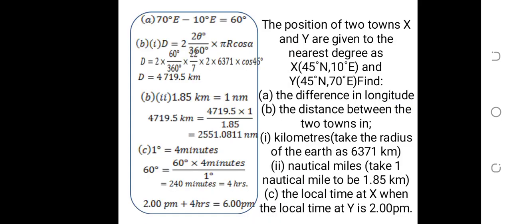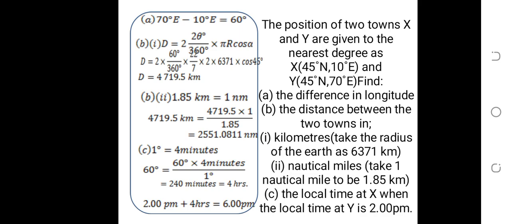The position of two towns X and Y are given to the nearest degree as X 45 degrees north, 10 degrees east, and Y 45 degrees north, 70 degrees east. Find A. The difference in longitude. B. The distance between the two towns in 1. kilometers.